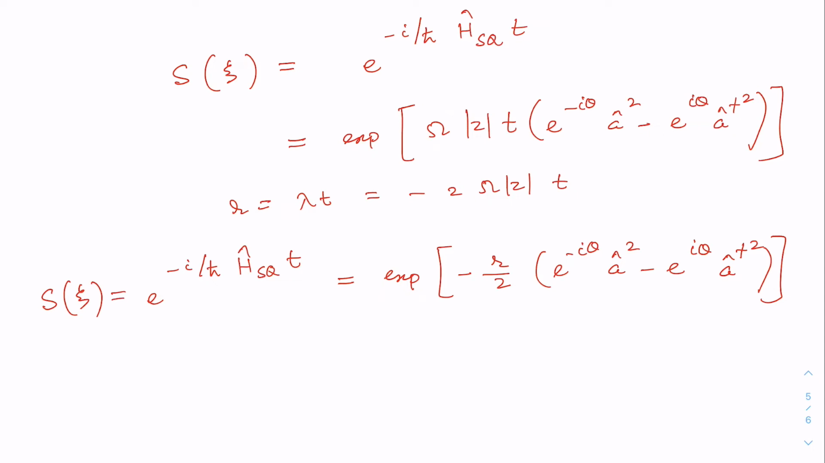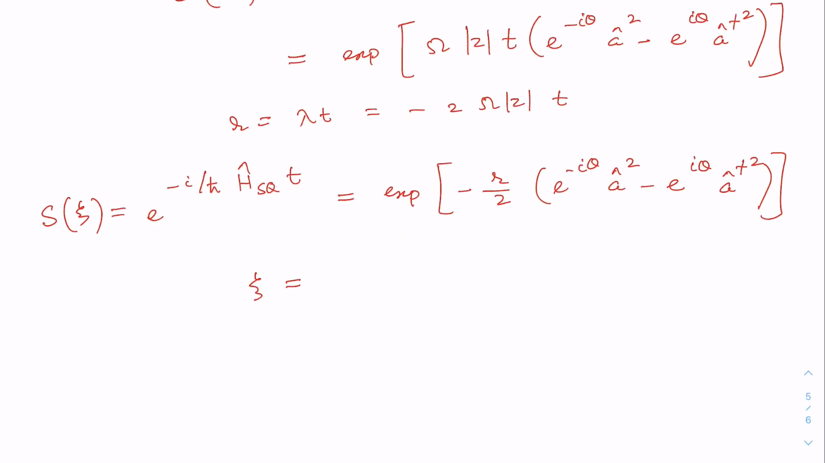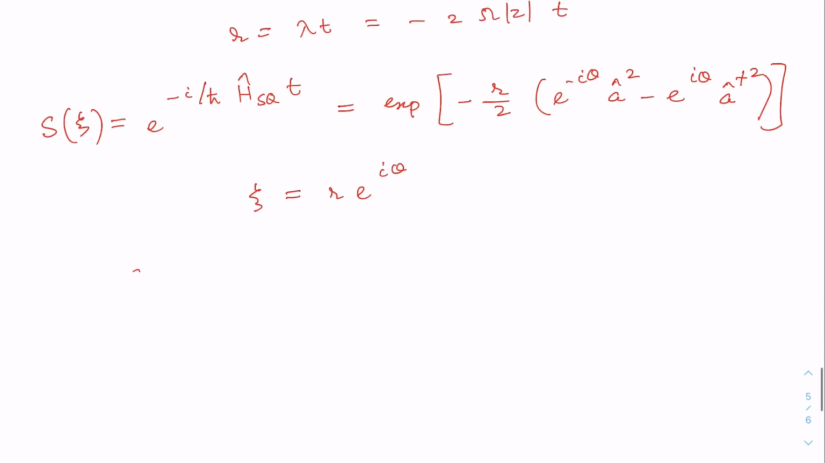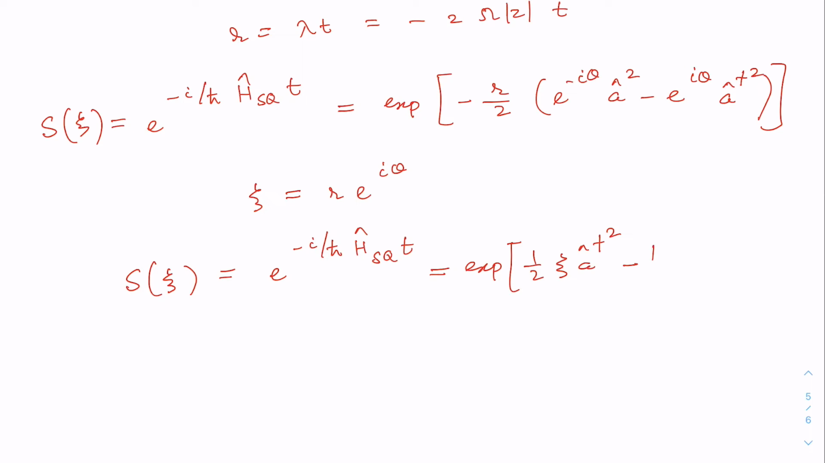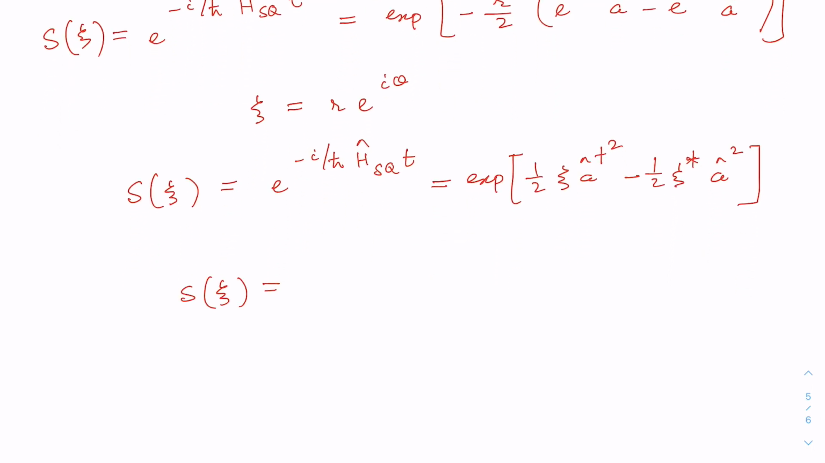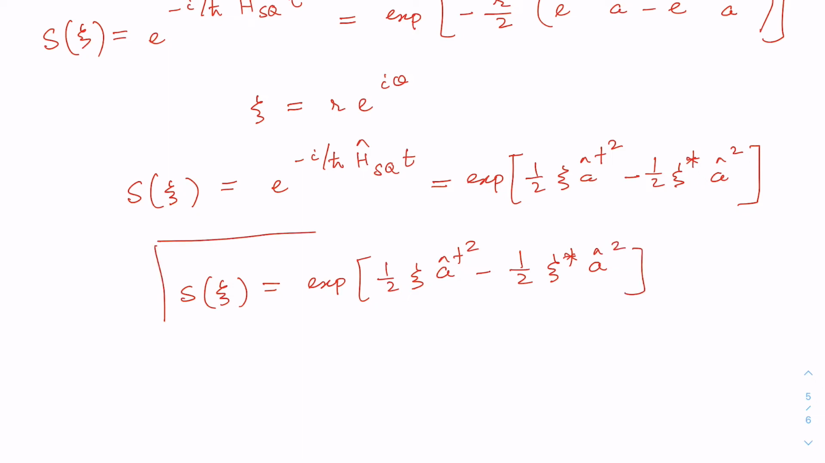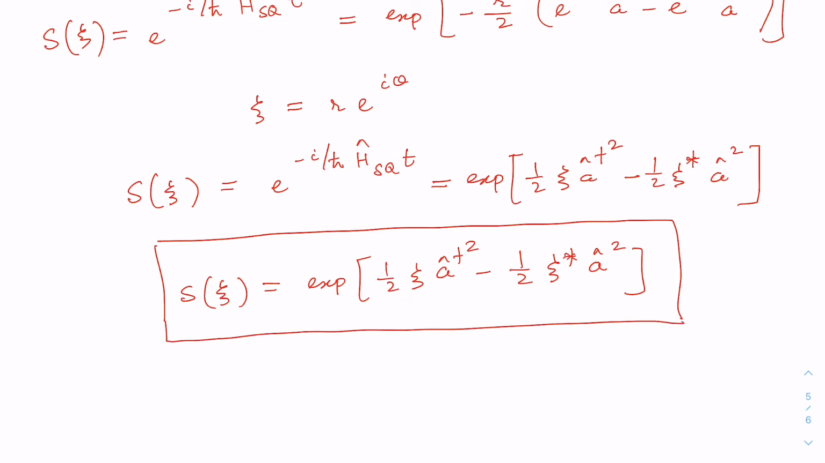And therefore if I now define a quantity, say xi is equal to r e to the power i theta, then we can write the operator as e to the power minus i by h cross H_sq t. This I am writing again and again, just you should remember it, and then I can write it in the very familiar form, exponential half xi a dagger square minus half xi star a square. Okay, this is what we have. Or finally, let me just write down the squeezing operator separately like this: exponential half xi a dagger square minus half xi star a square. So this is a very important result, and it is an important operator, and this is what we are going to exploit in this course.